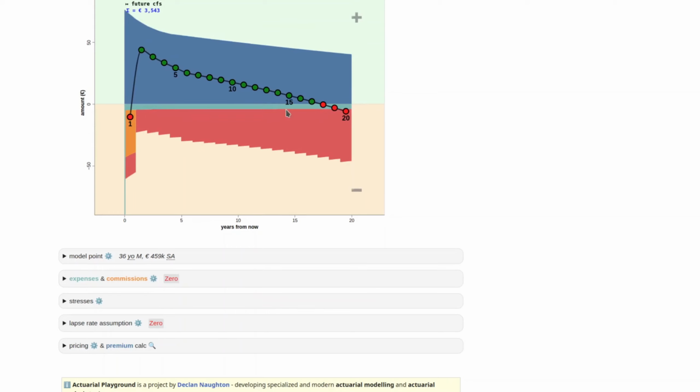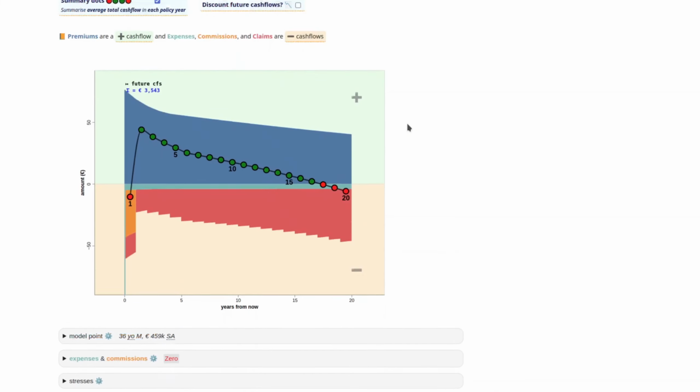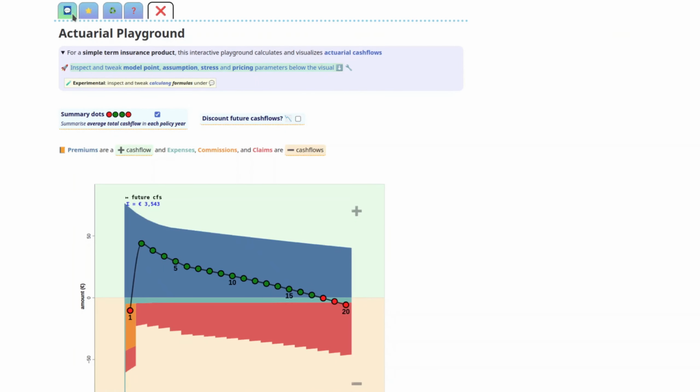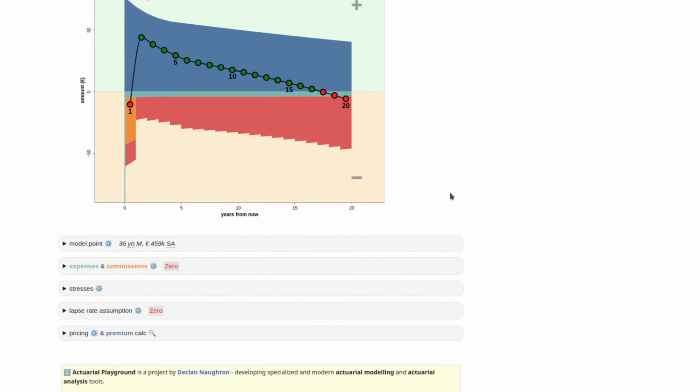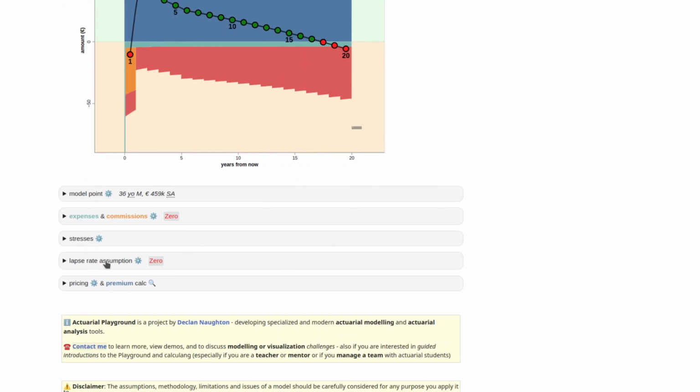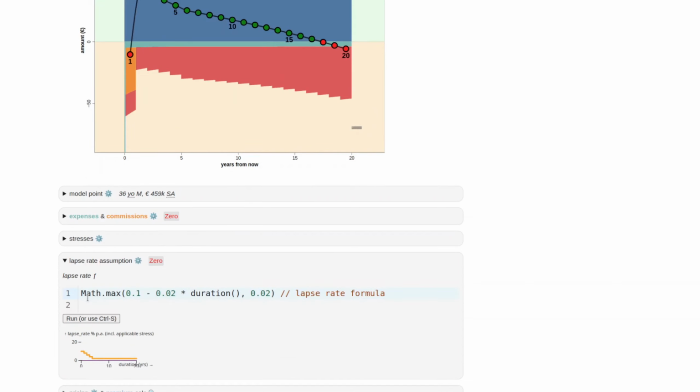The formulas for this actuarial model are all described in Calculang, and you can find them in here. And there's a technical note about the structure of the Calculang model in here and where it comes from. But also, just for convenience, the lapse rate formula is here, and you can change it.